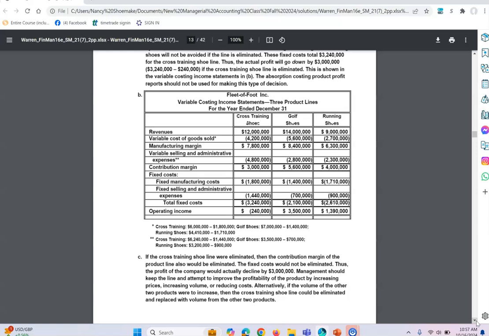$1,390,000. If those cross-training shoes were eliminated, then the contribution margin of the product line would be eliminated, but the fixed costs aren't going to be eliminated. So the profit of the company basically is going to go down by $3 million. Ultimately, somehow they need to find a way to improve the profitability of the line, either by increasing prices or volume, or somehow trying to reduce costs there.